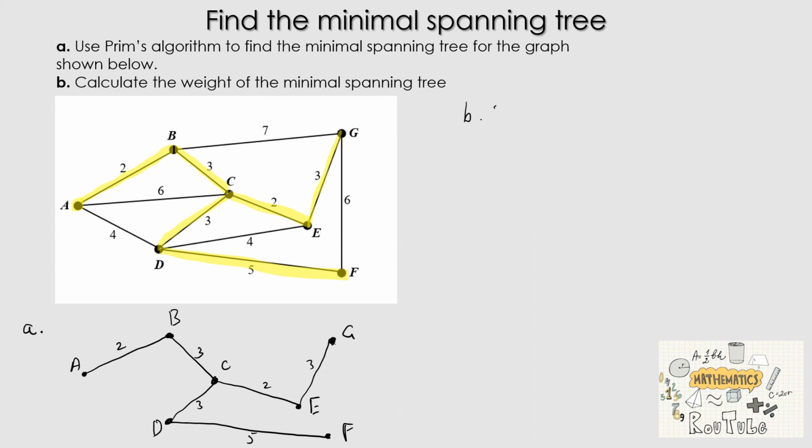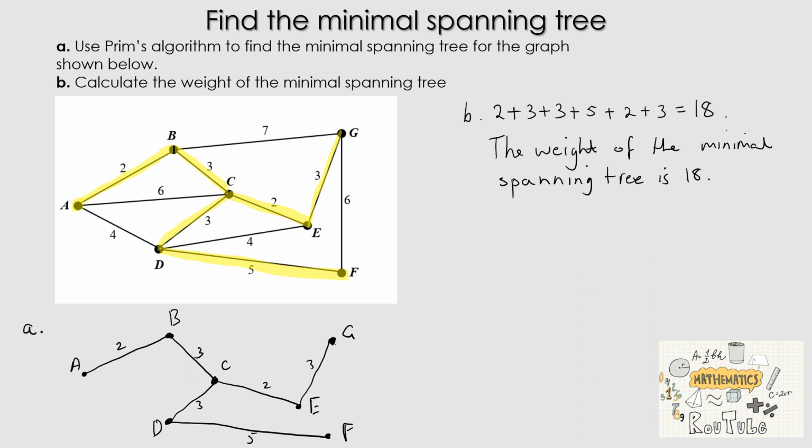So we've then got 2 plus 3 plus 3 again, plus 5 plus 2 plus 3. And therefore we can say that the weight of the minimal spanning tree is 18. So as we normally do, let's put our answer in a sentence. The weight of the minimal spanning tree is 18. So part A, you redrew your minimal spanning tree on its own, and then part B, you calculated the weight of that minimal spanning tree.